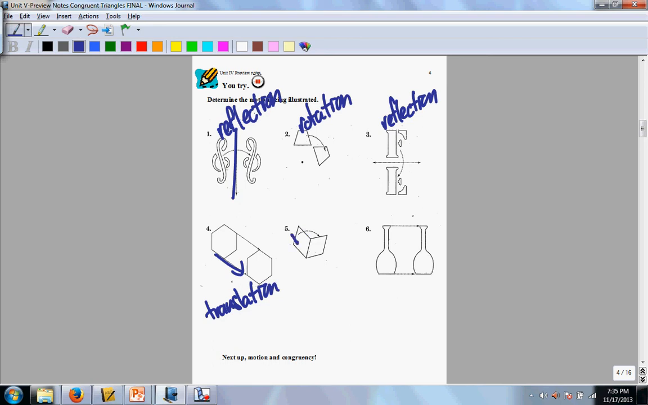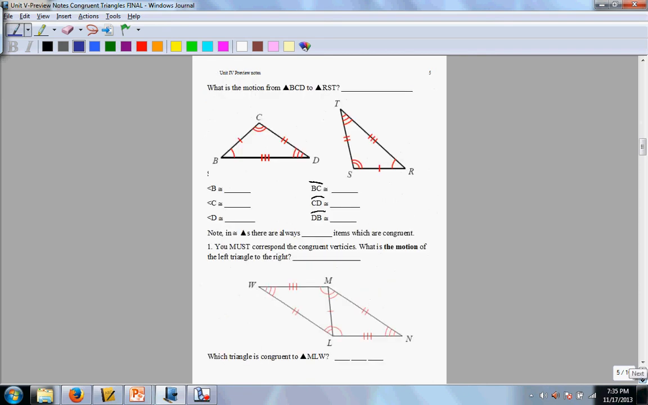Look very carefully. Number 5 is a reflection. And number 6 is also a translation. Now let's see how this relates to triangles. These motions are related to triangles.